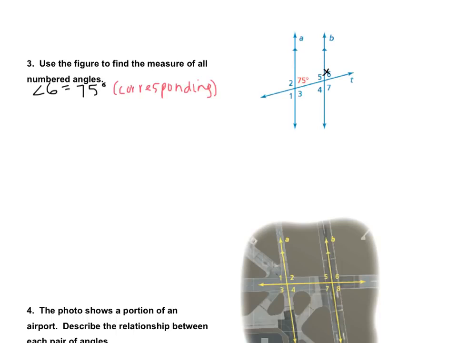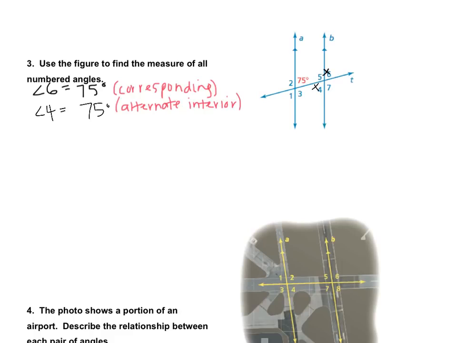Now I want to go through the chart, and I want you to find me an alternate interior angle with 75. Pause the video and find it. The angle that you're looking for is angle 4. Angle 4 is also 75, and I'll write down that it's alternate interior. And let me cross out angle 4 because I found it.